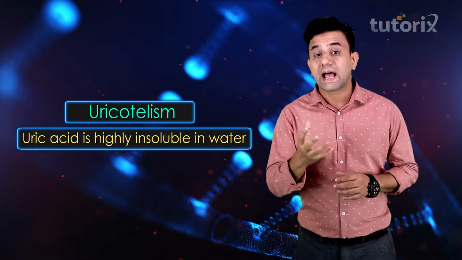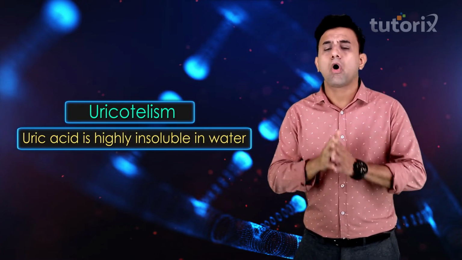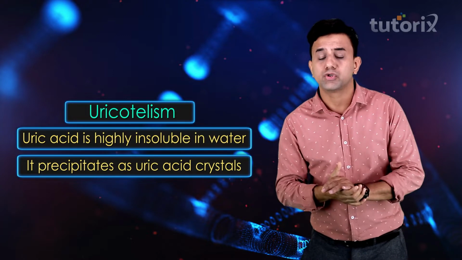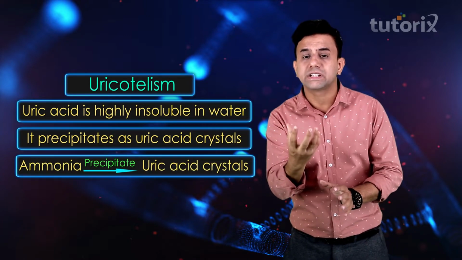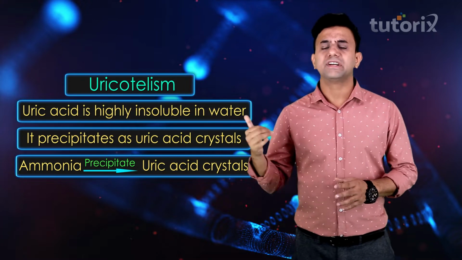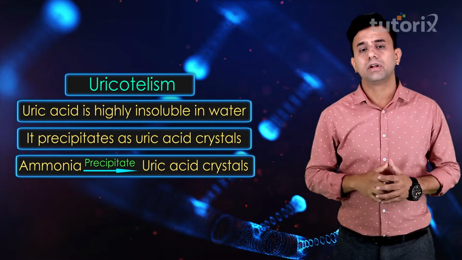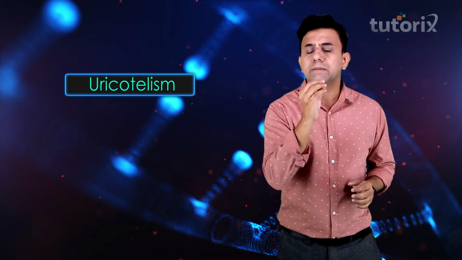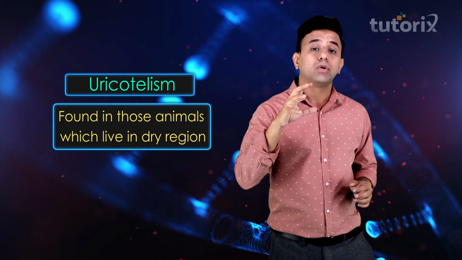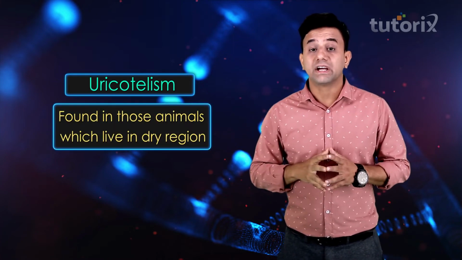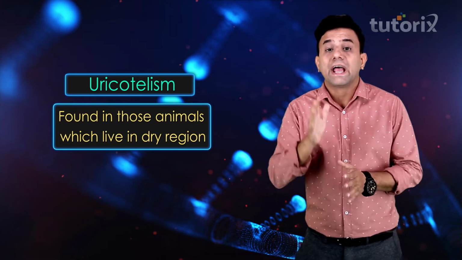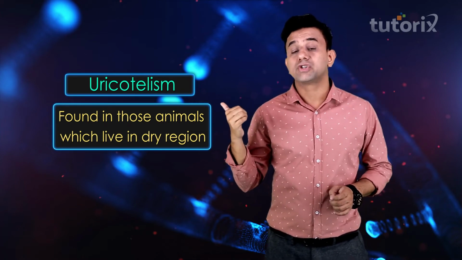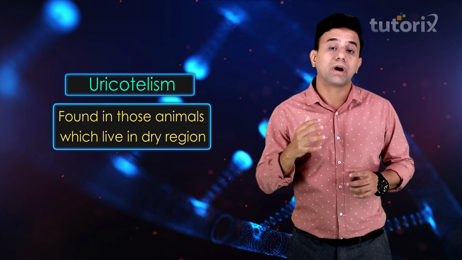First of all, uric acid is highly insoluble in water, almost insoluble in water, and it precipitates as uric acid crystals, which means ammonia gets precipitated as uric acid crystals. So what advantage does it give to the animal? Friends, keep this in mind that uricotelism is found in those animals which are found in dry areas. So these animals need to conserve water, hence they cannot afford to lose water. And this is the reason why this type of excretion is seen in those animals found in dry regions.